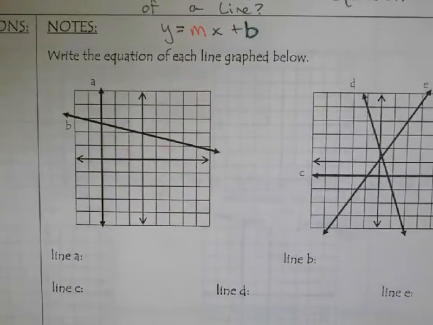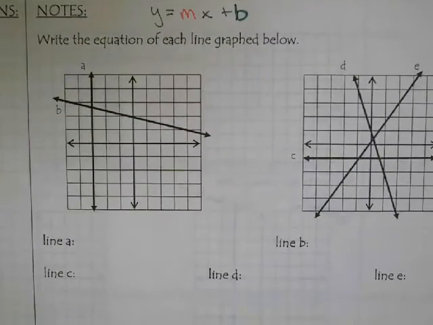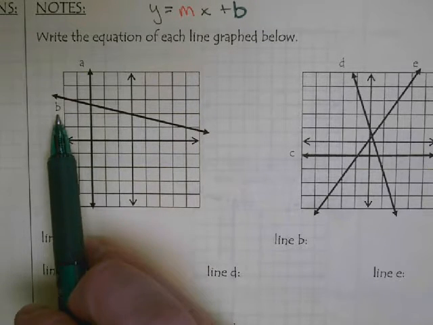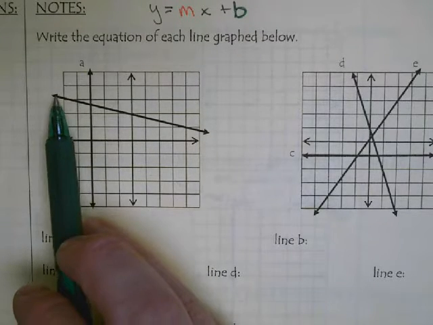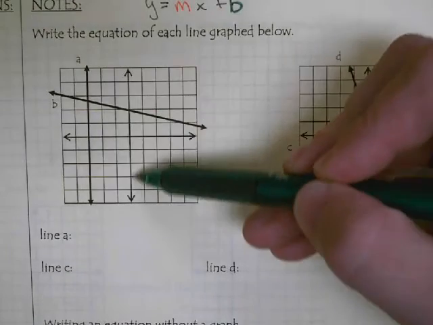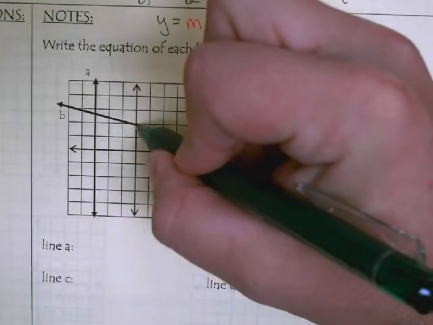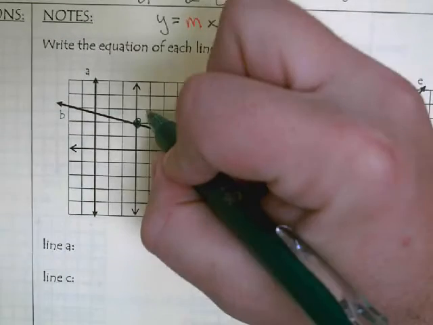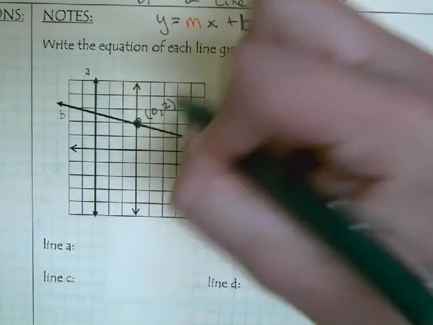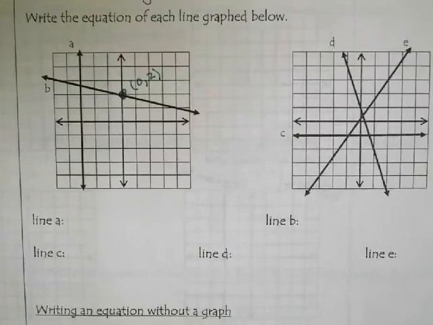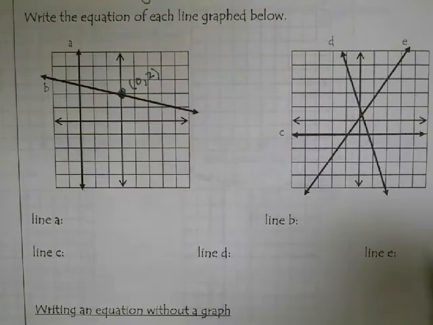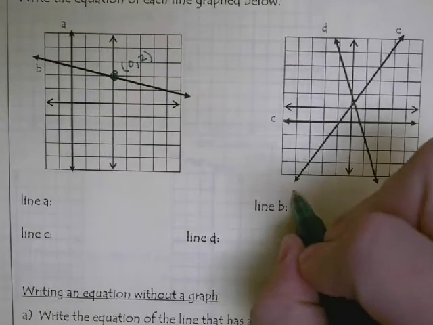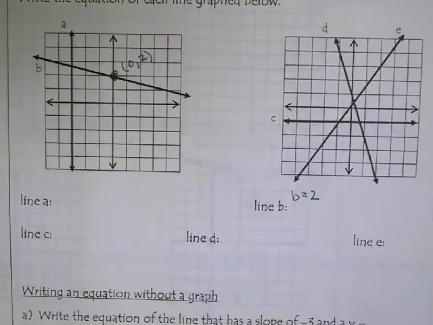So I want to skip line A for now and just jump into these. I want to start with line B right here. I want to identify my y-intercept. So here's my y-axis, and it's intercepting right at this point right here. So that point is (0, 2). So for line B, my y-intercept would be 2.